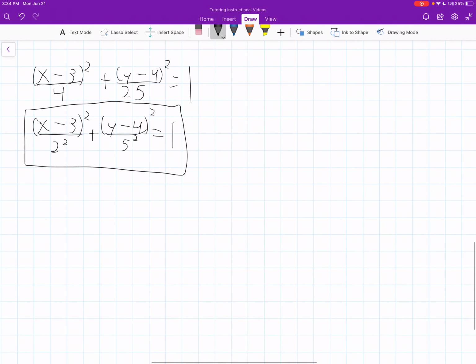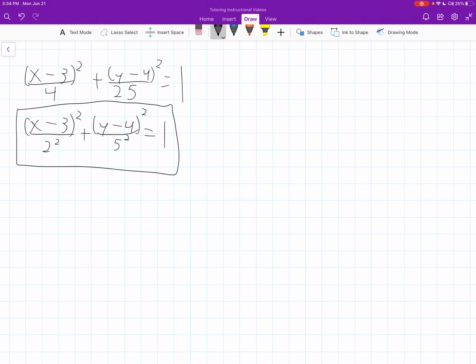Now let's just quickly sketch the graph to finish the problem and just to see how this works. So general form, x minus h, y minus k. So we can see here that my h is 3, my k is 4. Be careful with the signs here. It's x minus h, so it's x minus 3, meaning h is positive 3, and same with the 4. And then we also know that my a is 2, my b is 5.